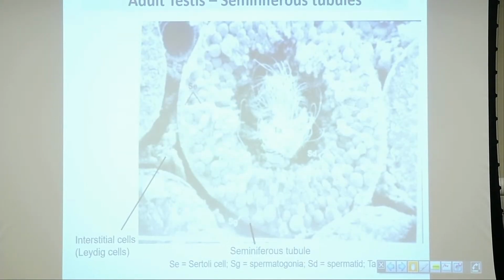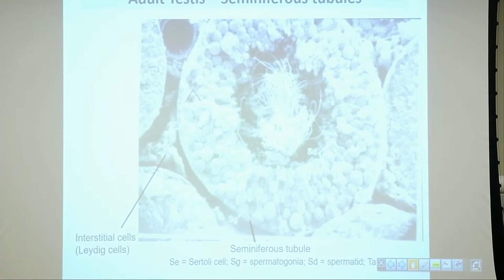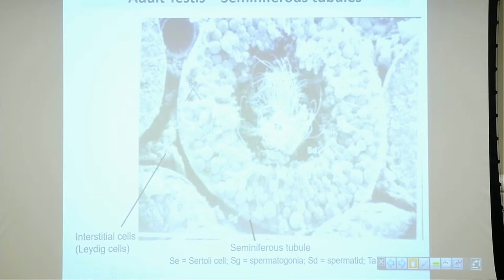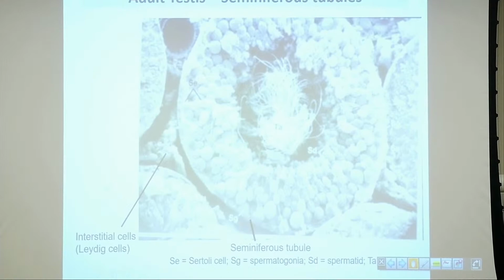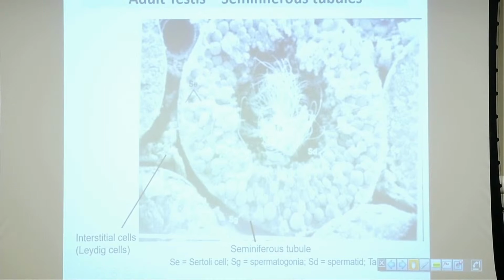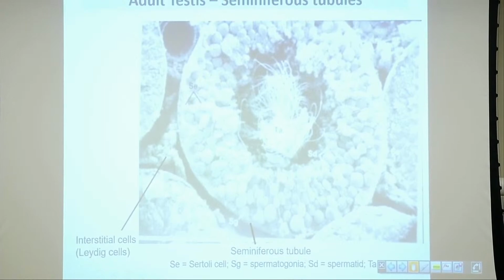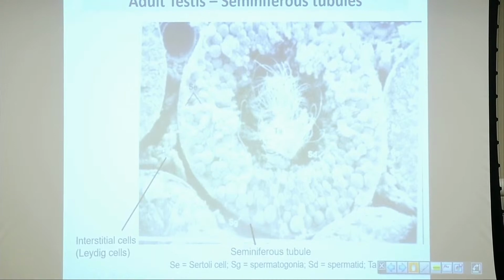We have already seen that one. If we look into the cross-section of the seminiferous tubules where sperm is produced in the testis, we will find different structures. This is an electron microscopy image showing the seminiferous tubules of the adult testis. Between the seminiferous tubules are these interstitial cells. These are called the Leydig cells, the site of production of testosterone.